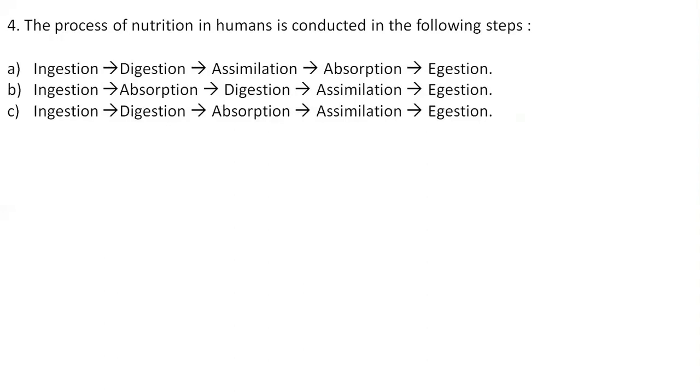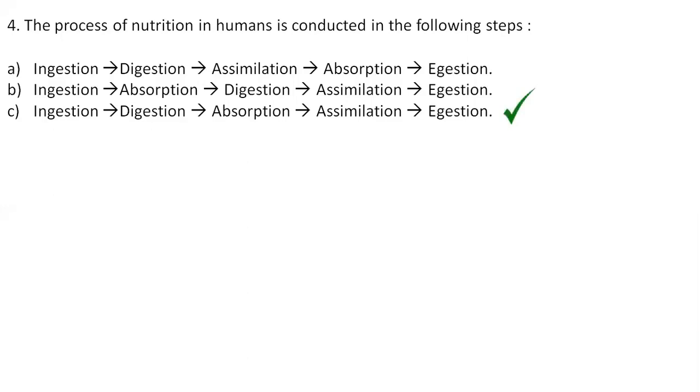Here comes question 4 for you all. The process of nutrition in humans is conducted in the following steps. And the options are option A, ingestion, digestion, assimilation, absorption, egestion. Option B, ingestion, absorption, digestion, assimilation, egestion. Or else option C, ingestion, digestion, absorption, assimilation and egestion. Any guesses for this? Here the correct answer is option C.